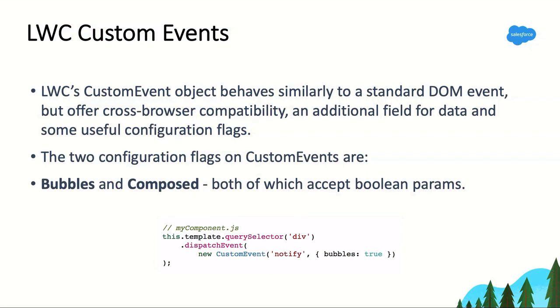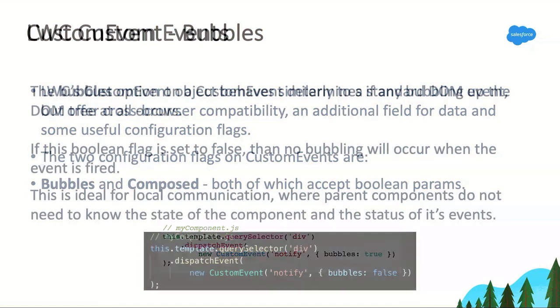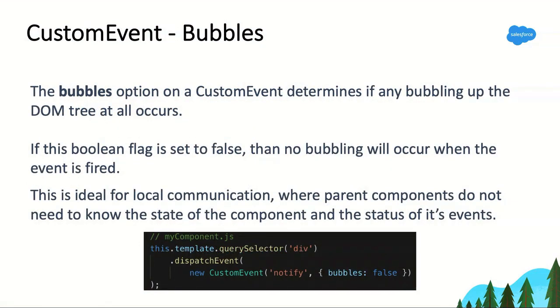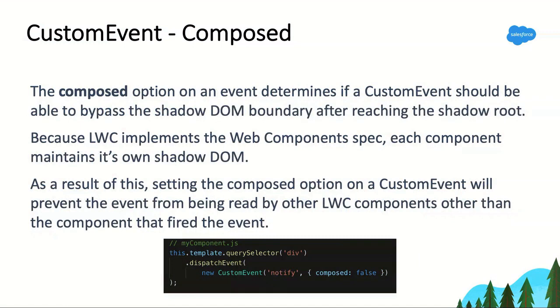The two flags that are supported by the LWC Custom Events are bubbles and composed. The bubbles flag allows you to decide if any bubbling should occur up the DOM tree. This is useful because you might be in a situation where you only want the component to do local communication or sibling communication, but you don't want any parent objects to be able to access the data that you've put on your event. If you set this flag to false, no bubbling occurs. If you set it to true, bubbling occurs.